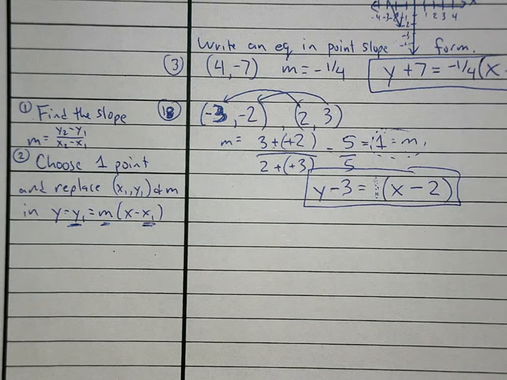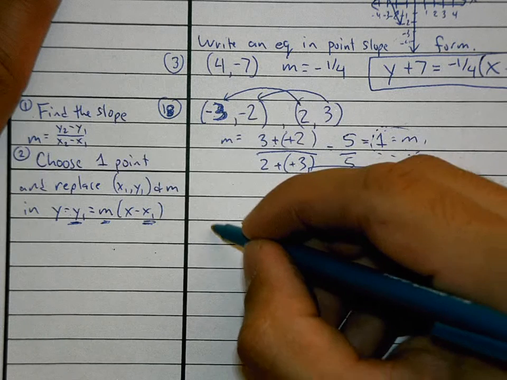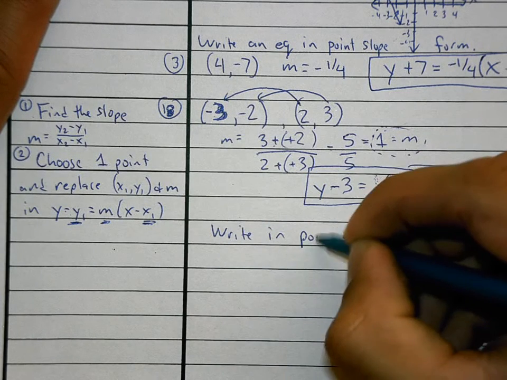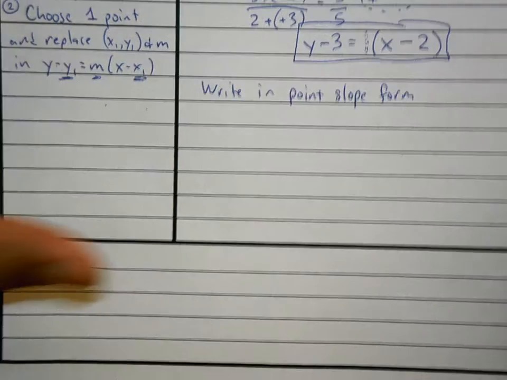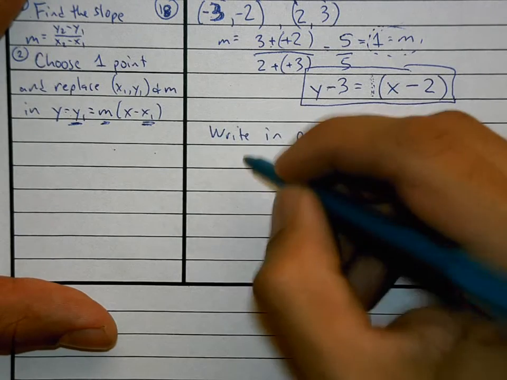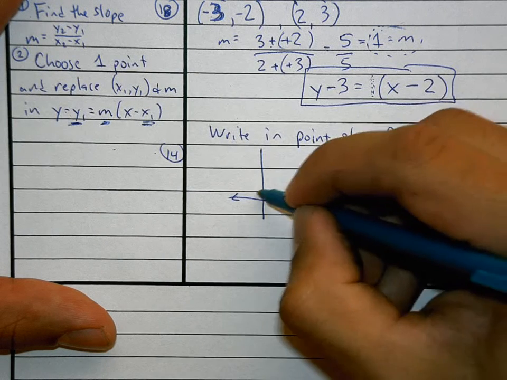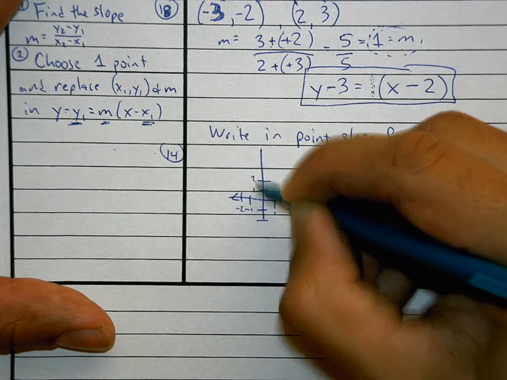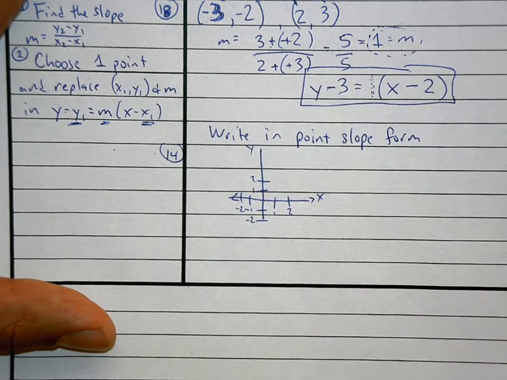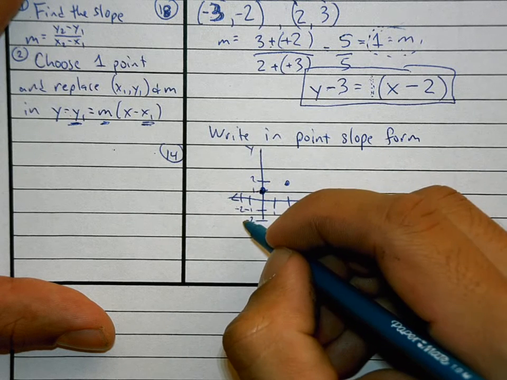Do I have another? Oh, yeah, okay. So here's my last example for you. What about a graph? Write in point slope form from a graph. And let's say this is number 14. Let's say you had 1, 2, negative 1, negative 2 on the x-axis and y-axis. A dot. Another dot. And another dot.